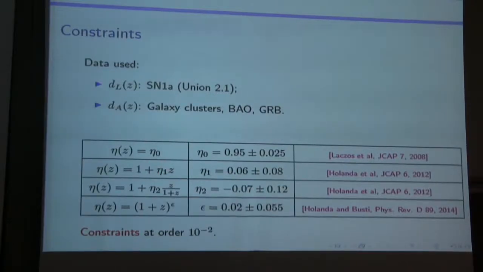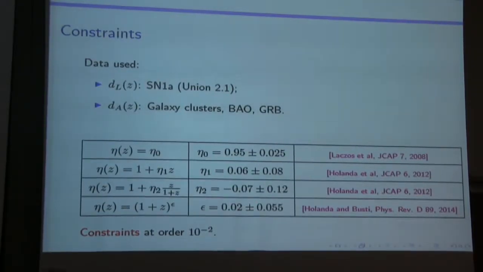Here we have more interesting parameterizations, and just remember for the future that eta 1, eta 2, and epsilon essentially correspond in these various parameterizations to the derivative of the parameter eta at z equals 0. Okay? And so if you look at that, you get constraints on this derivative of eta today of order 10 to the minus 2. Okay?